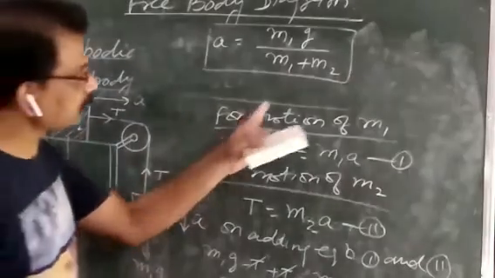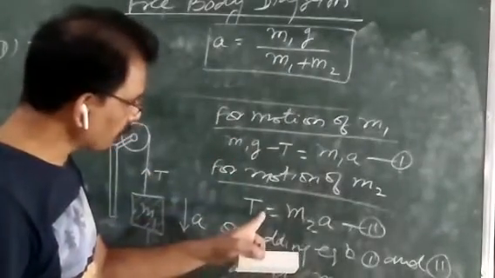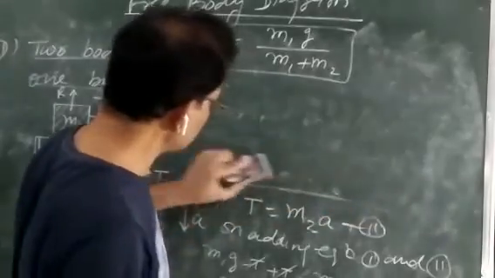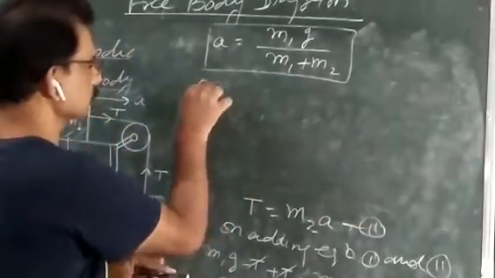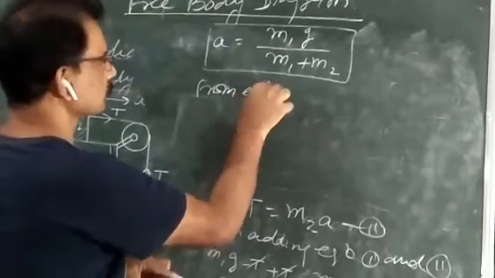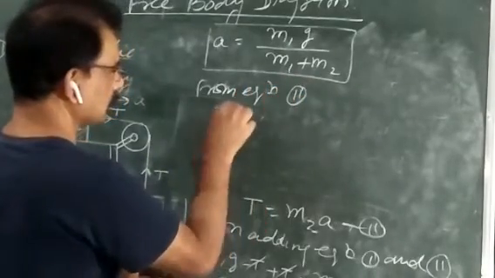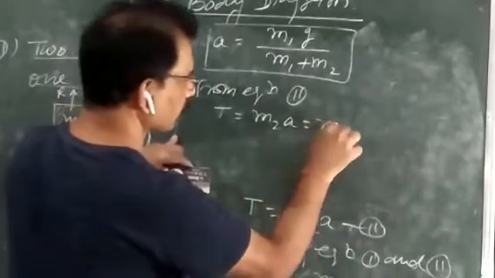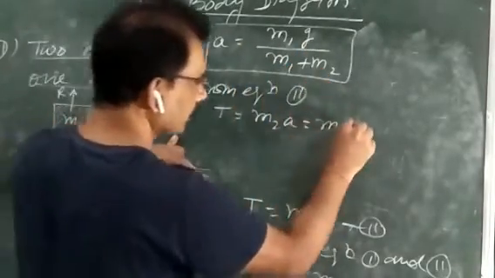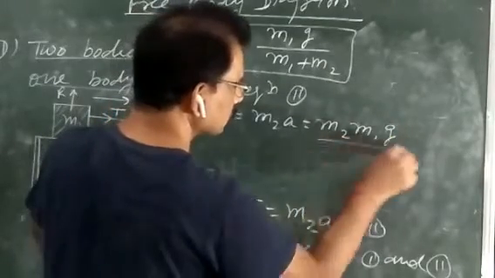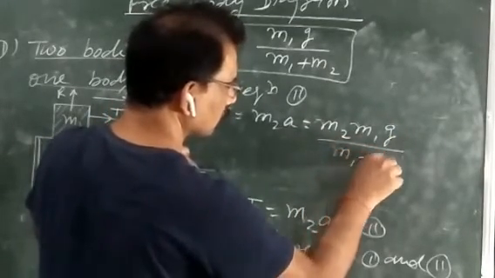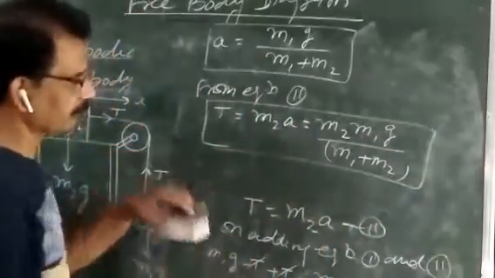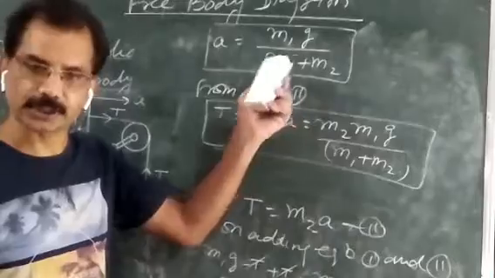And how can we find the expression for the tension in this string? So from the second equation T is equal to m2a, from equation 2 you can write T is equal to m2a, and you can write this is equal to m2 at place of a, and this way you can find out the expression for the tension in the string here.